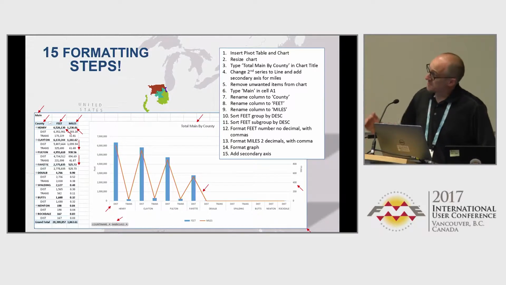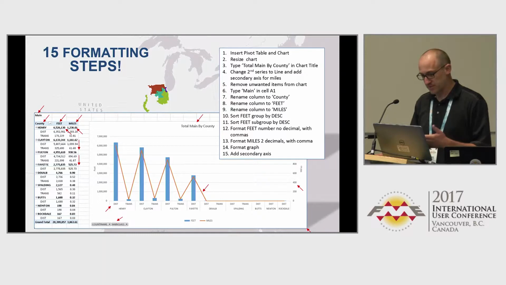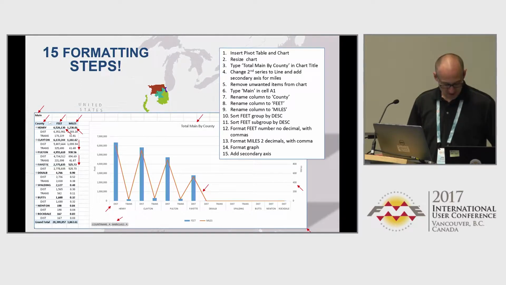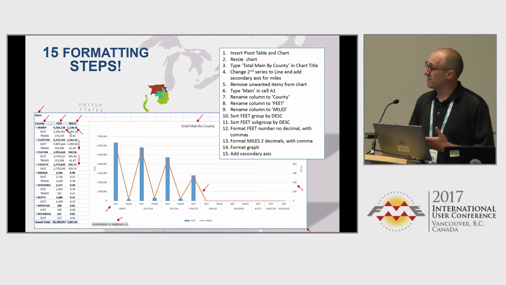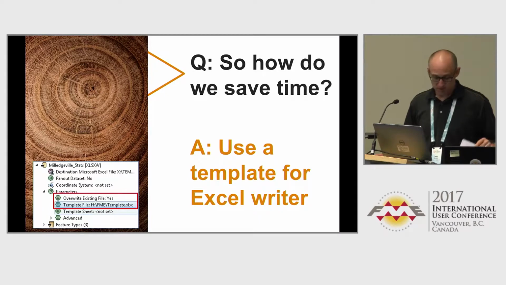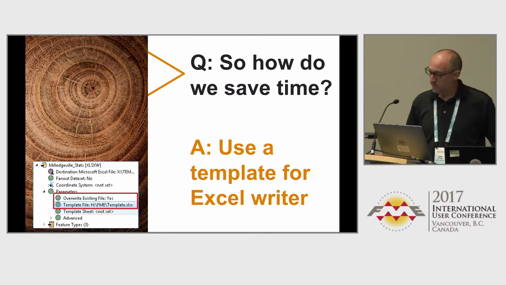And you can just see all the steps that I would go through in order to produce this report. Insert the pivot table, resize the chart, type some names in there, remove some items, rename some things, do some sorting, format so that the decimal places and the commas are all in the right place. And as you can see, it ends up being a lot of time. And since I do this a lot in my job, I hate wasting time. And so FME has been a great tool to help save time with this kind of production.